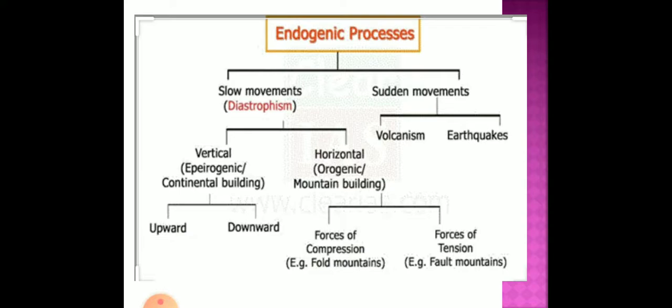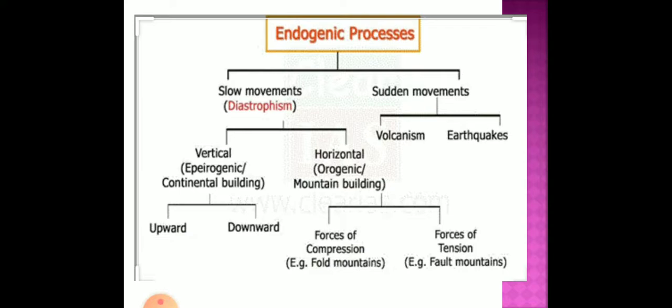The slow movement is of two types, vertical and horizontal. Vertical means in a line, from north to south direction, we can say, and the horizontal is a flat one. These vertical movements are also called continent building, and they have ups and downs. Horizontal movement is also called mountain building, and forces of compression and forces of tension form these horizontal movements.